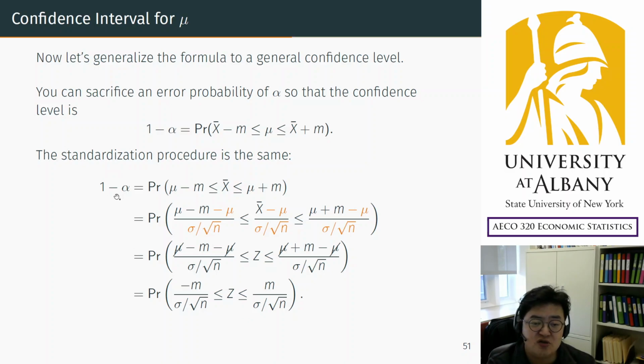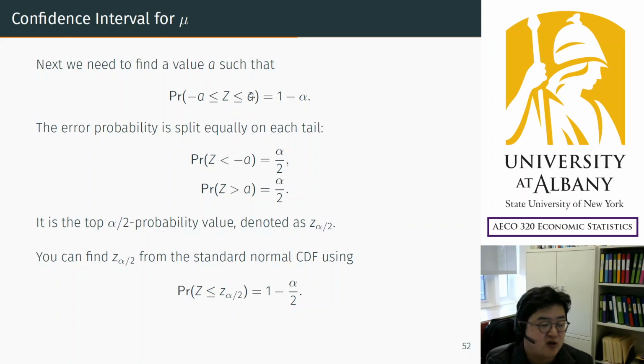Then what you need to do here is find a value a that satisfies this probability for the standard normal distribution, right? If you know alpha, you can calculate that using Excel. But in our abstract solution, we are going to use this notation. Because plus minus a contains 1 minus alpha probability, on the right side tail there should be alpha over 2 probability, and the left side tail should have alpha over 2 probability.